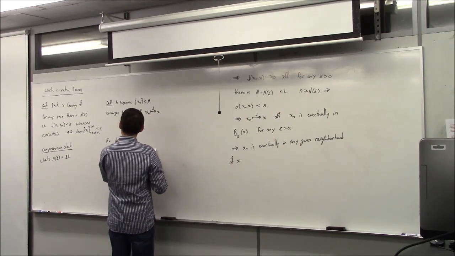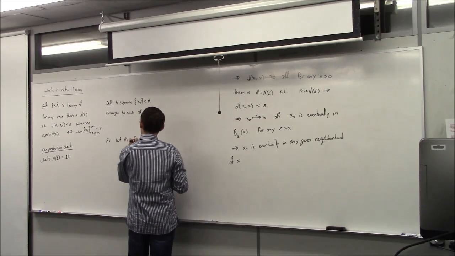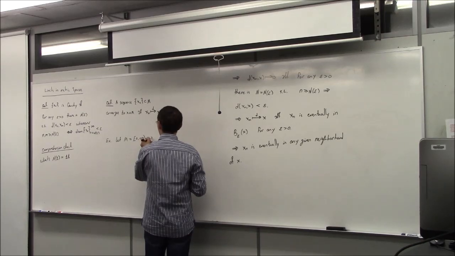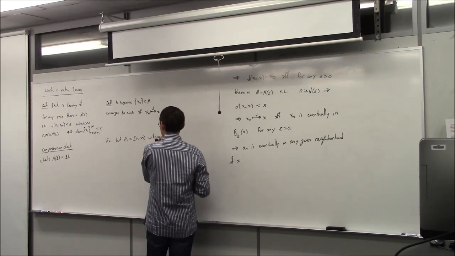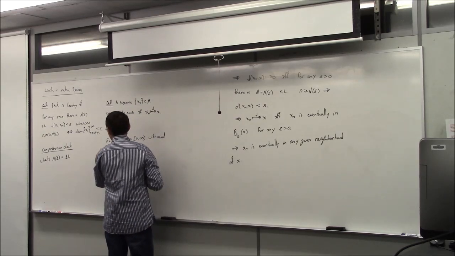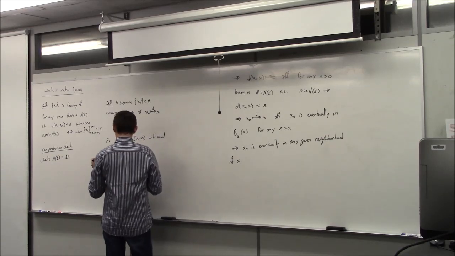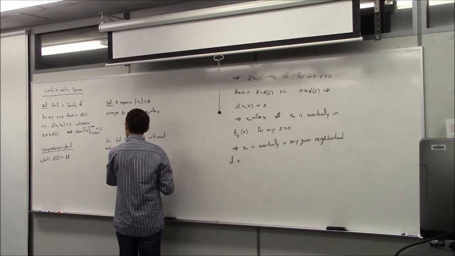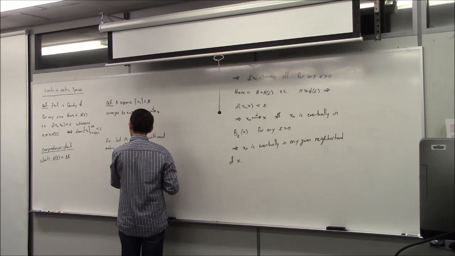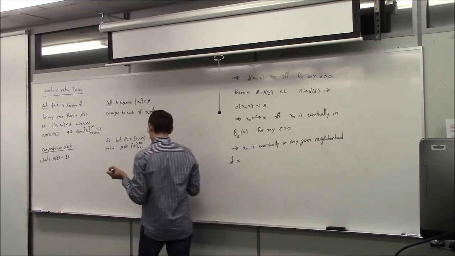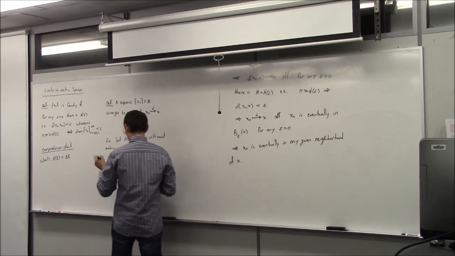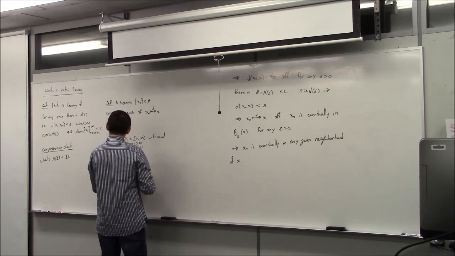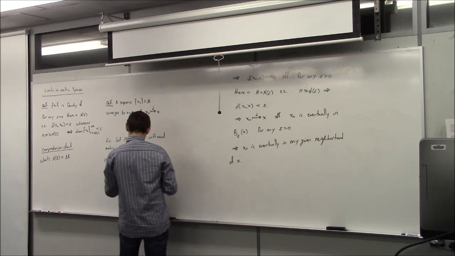So let M equal the interval from 0 to infinity, and it's equipped with the usual metric. So that's the absolute value, okay? So then we pick the sequence 1 over n. So that's a sequence in M. So A, 1 over n, is it convergent?